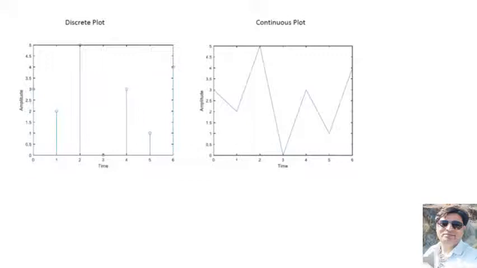Similarly, if we have to plot a continuous plot for all these values, we can see that now we have amplitude in between these samples also. From 0 to 1 we have amplitude values, in between 1 to 2 we have amplitude values, means we are plotting now a continuous plot for these discrete values.